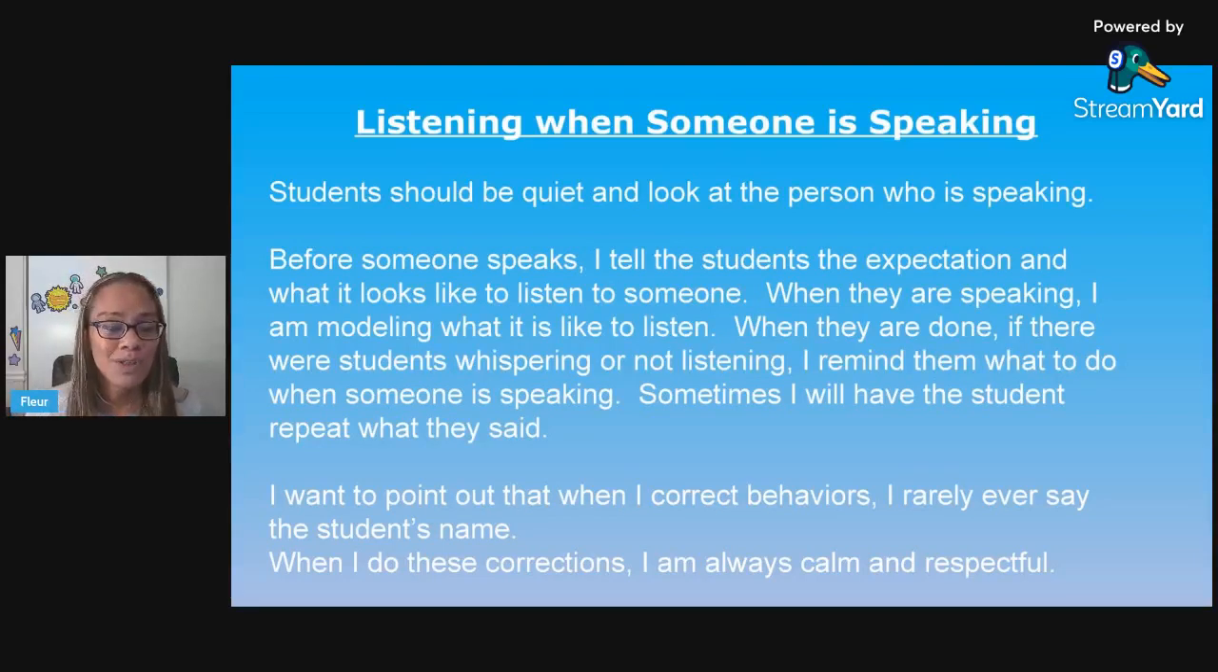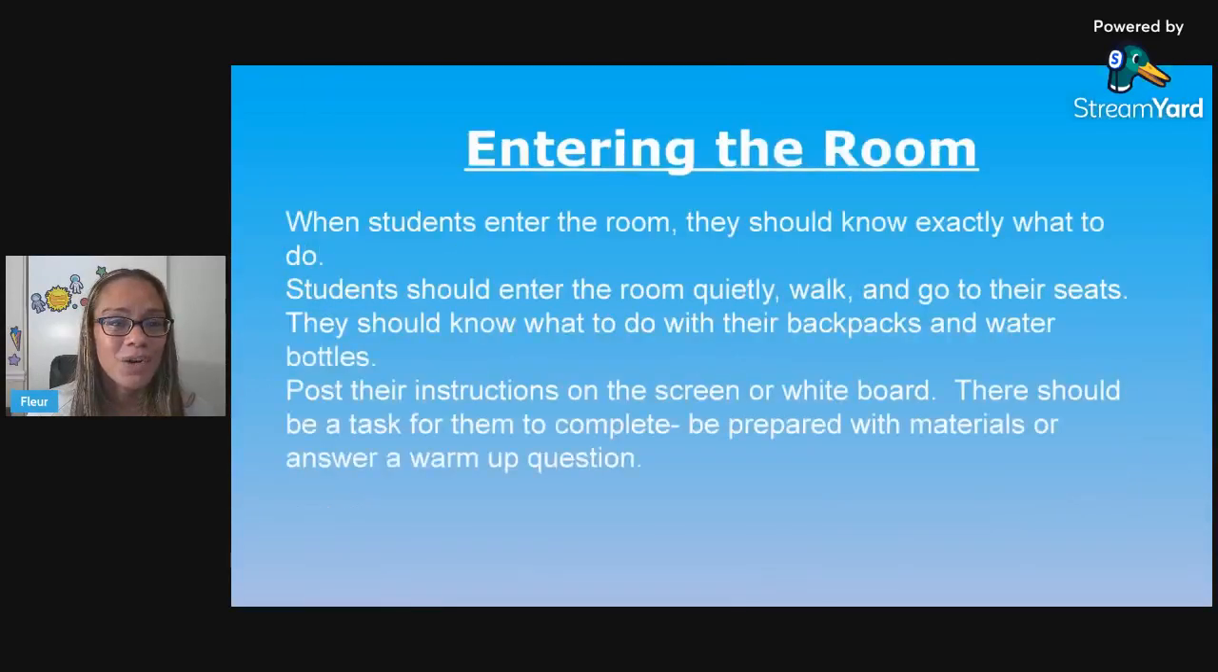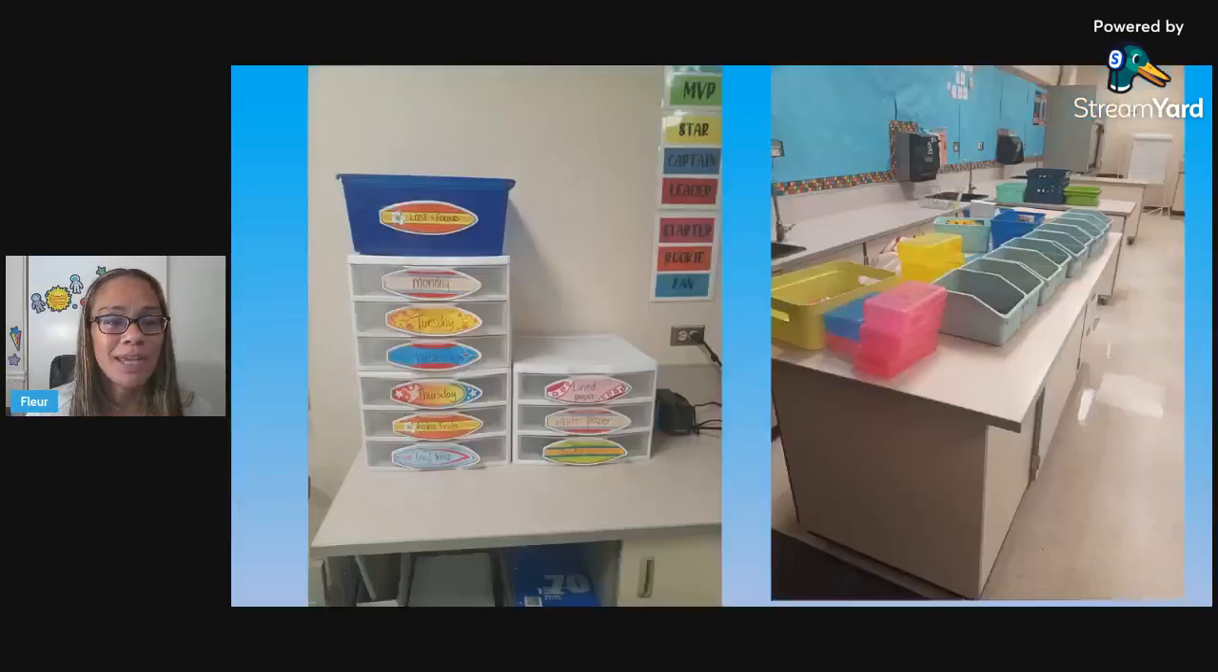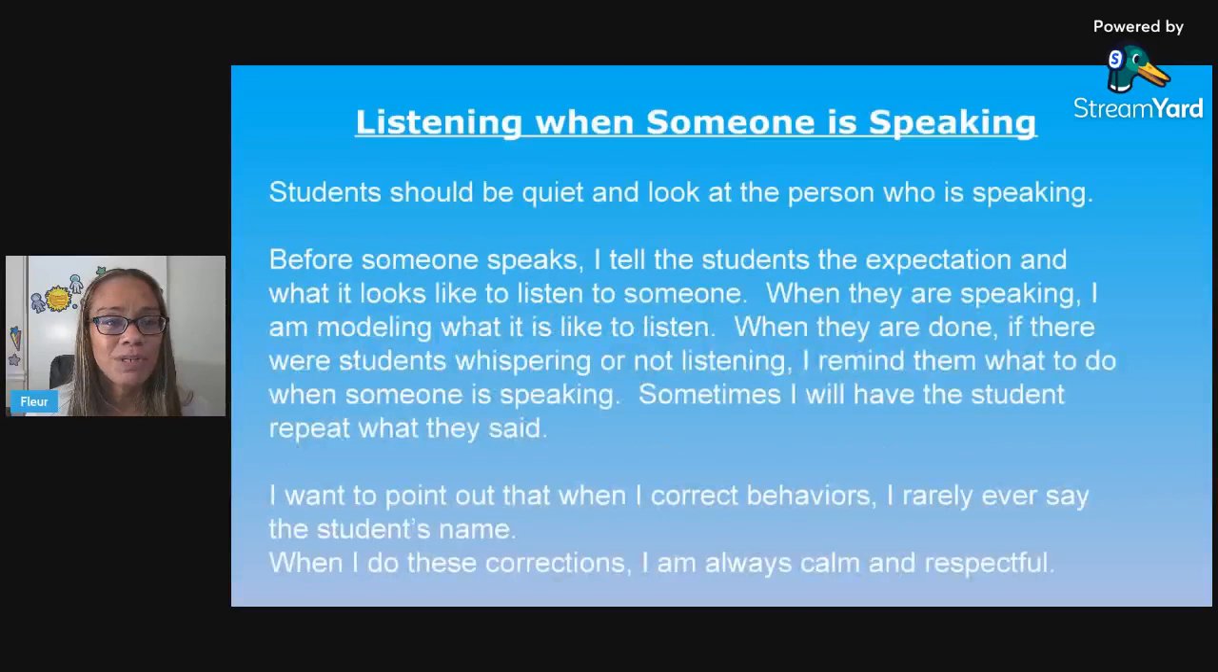All right, so we went over a lot of procedures so far. We went over how to get students' attention, entering the room. Let's recap. Let me go back some slides. I just want to make sure. Okay, entering the room, we talked about getting materials. We talked about using the restroom, food and drinks. So that was the first 5. Now on to the last 5.